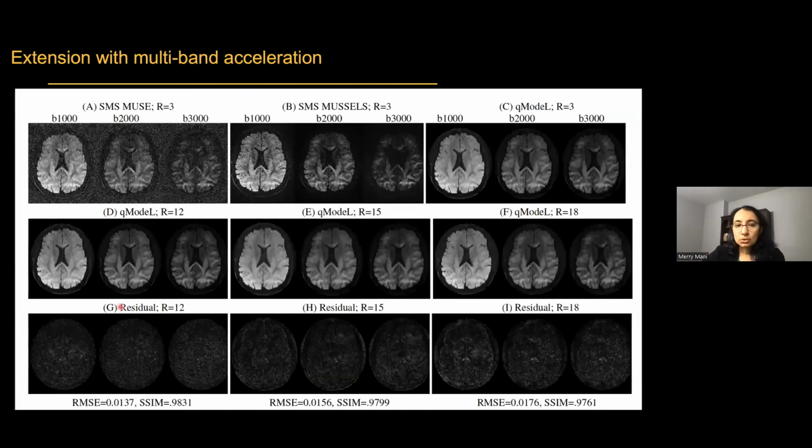So this shows more results. Again, the first row corresponds to the fully sampled case from different reconstruction methods, whereas the second row shows the accelerated cases. So net acceleration of 12, 15 and 18 for the multi-shell data. Again, the residuals from these accelerated cases are shown, and you can see that the error from these reconstructions is very low.